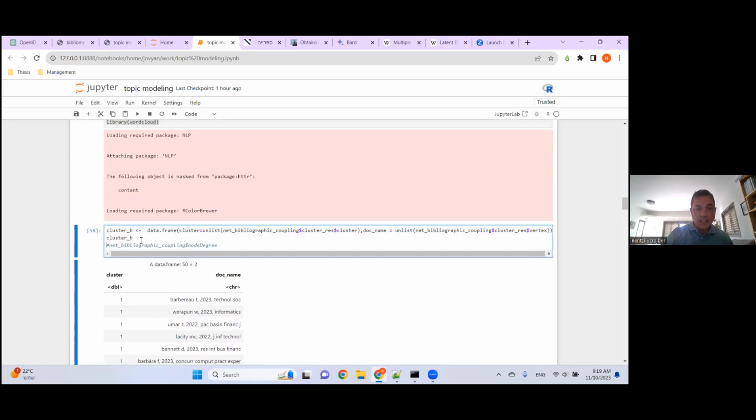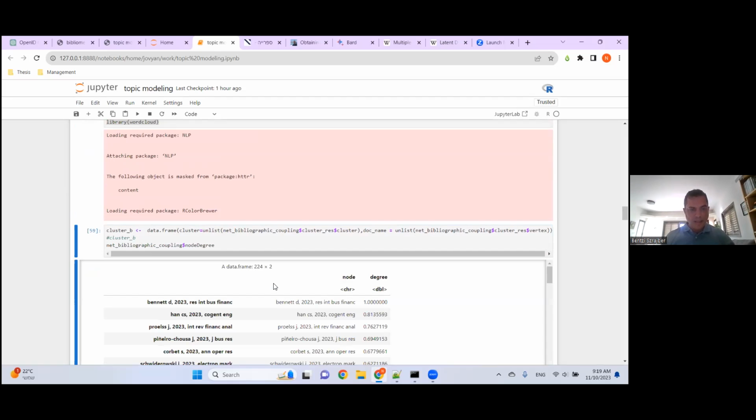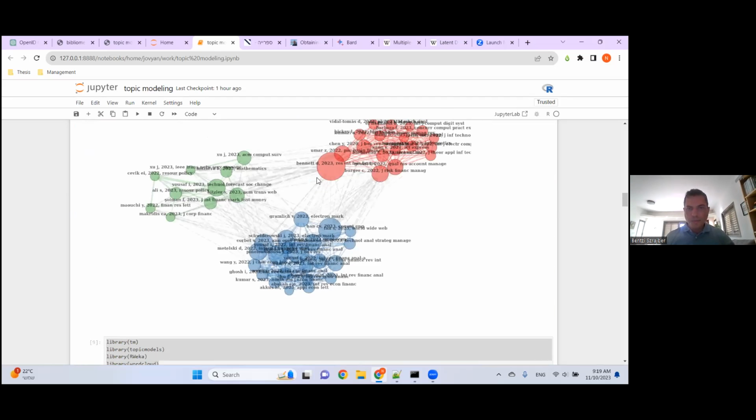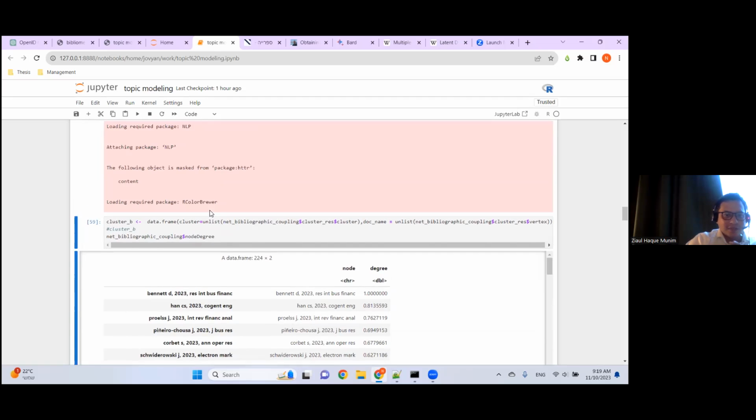Another thing that you can get in the same way is the degree of the graph. So if you see here, for example, this article from Bennett is the one having the biggest degree in the graph. This is very nice, actually. This will help us a lot.